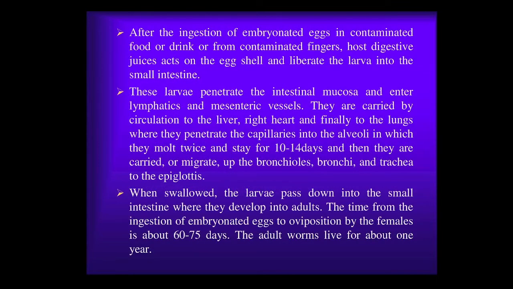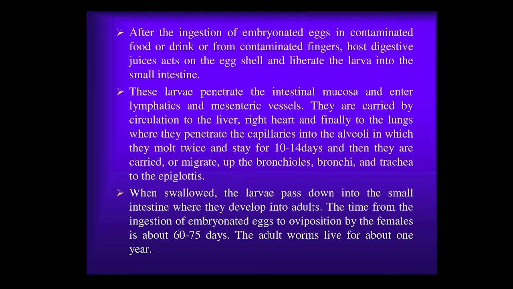After ingestion of embryonated eggs in contaminated food or drink or from contaminated fingers, what happens? Suppose the eggs have been ingested by a human, they will start hatching in the small intestine in order to liberate the larva. The host digestive juices act on the eggshell and liberate the larva into the small intestine. These larvae penetrate the intestinal mucosa.